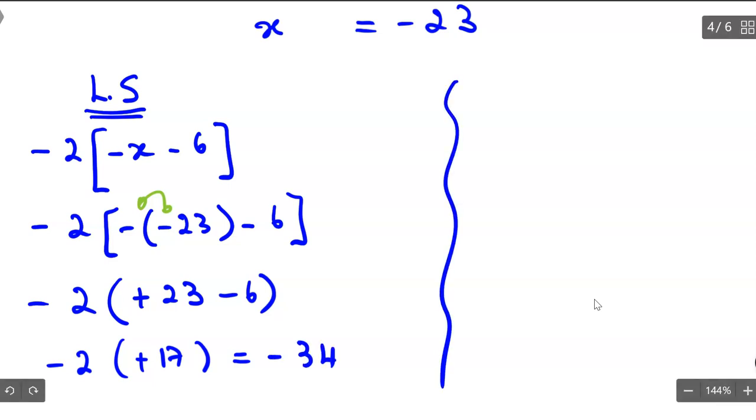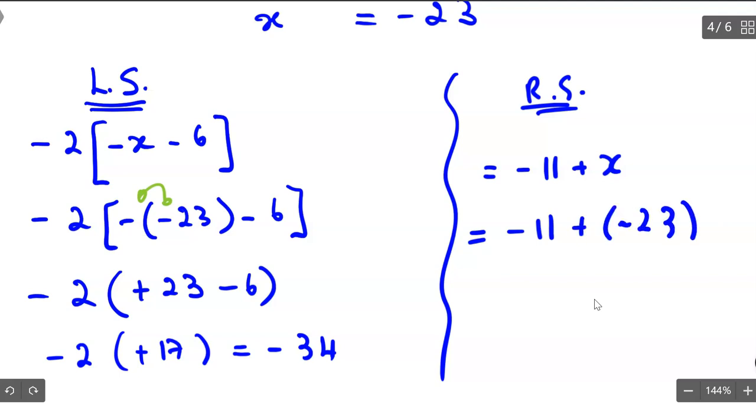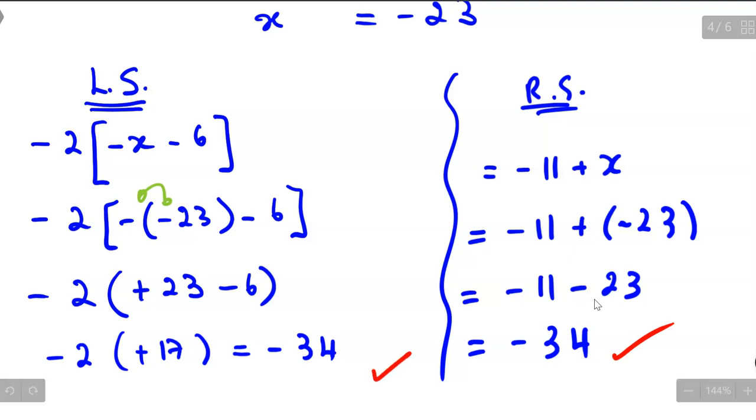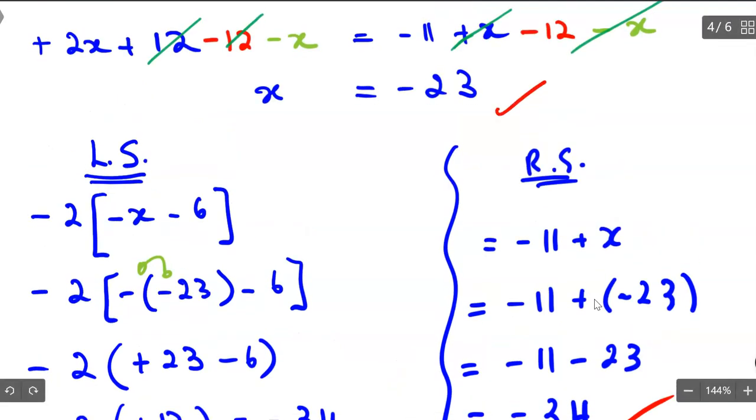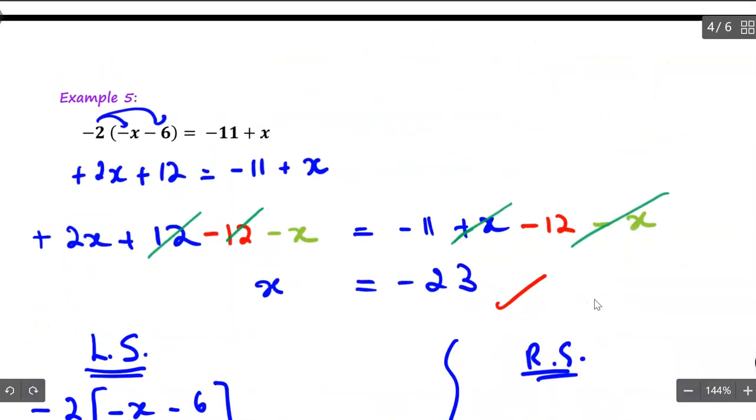So let's see if the right-hand side is equal to that as well. The right-hand side is equal to negative 11 plus x. So I should have negative 11 plus negative 23. In this case, that should give me negative 34. So left-hand side equals right-hand side. All right, and I know that if the left-hand side equals the right-hand side when I prove it, it means that my solution is correct.